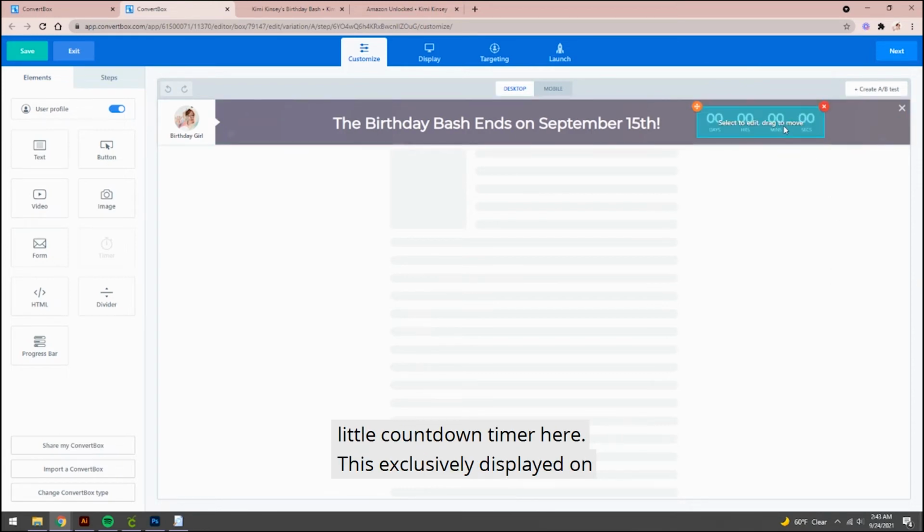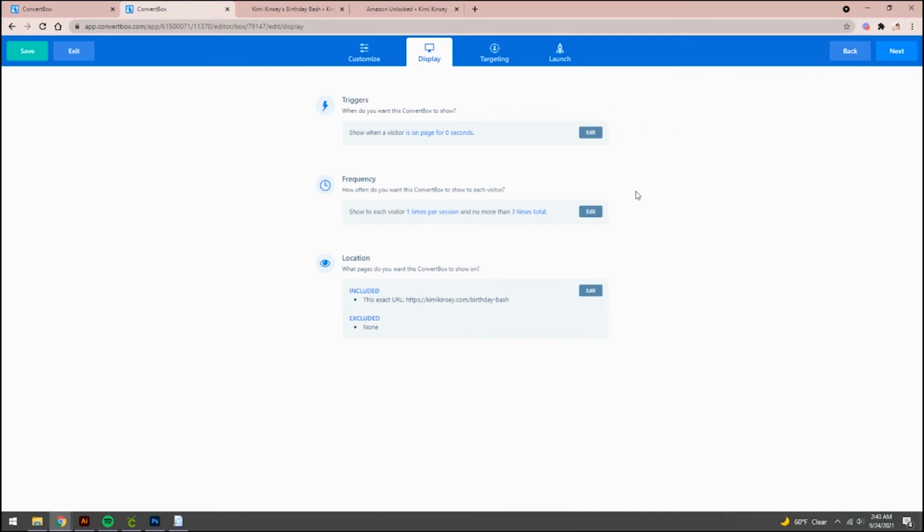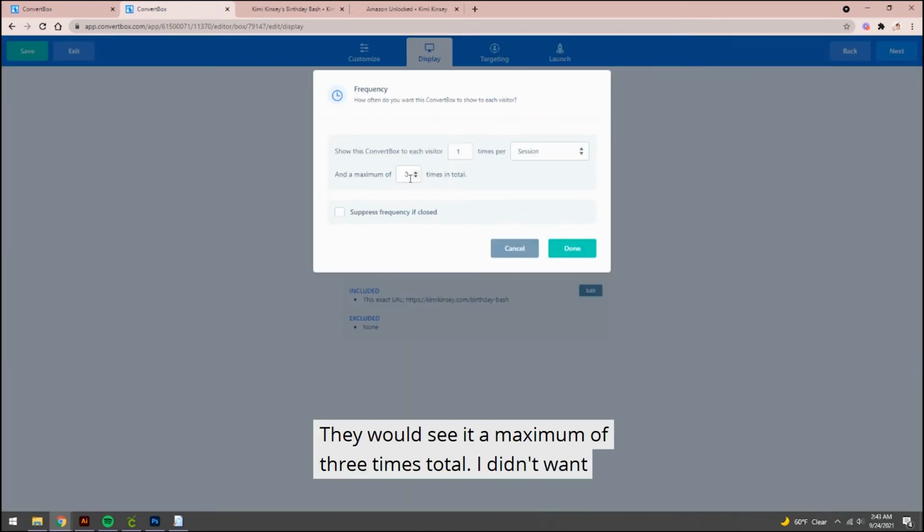So there's a nice little countdown timer here. This exclusively displayed on the birthday bash page. And it would show after 0 seconds. So it was always there. It was always up at the top. They would see it a maximum of 3 times total.